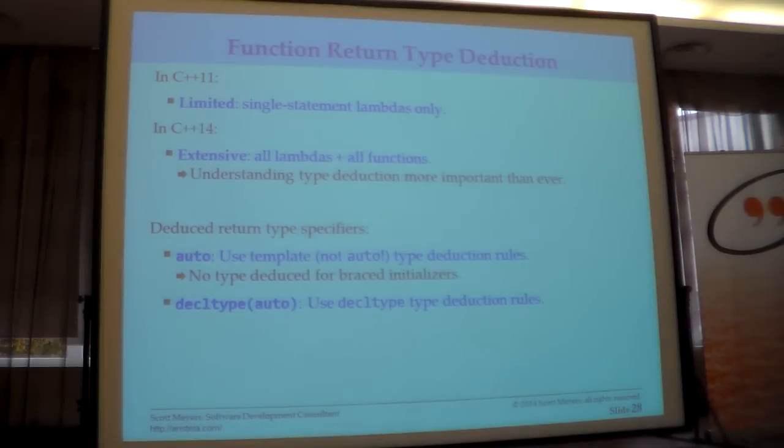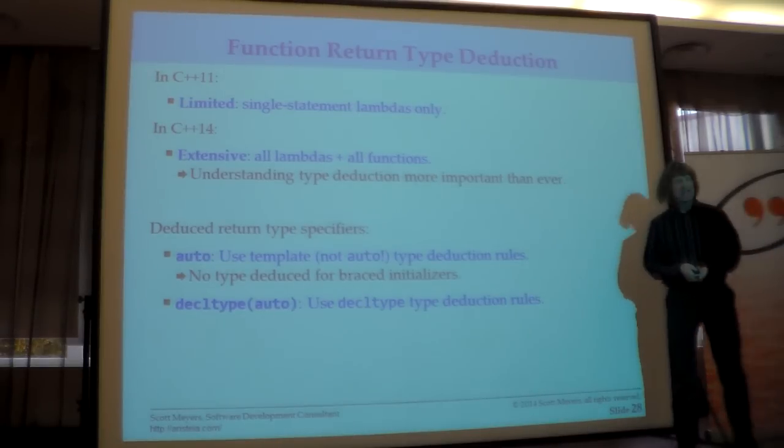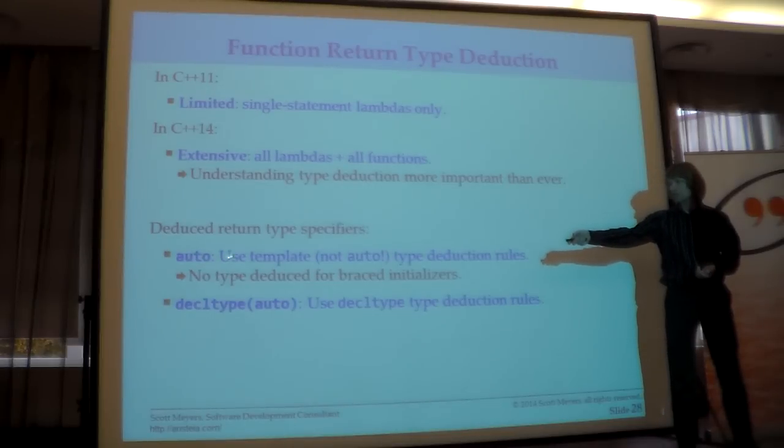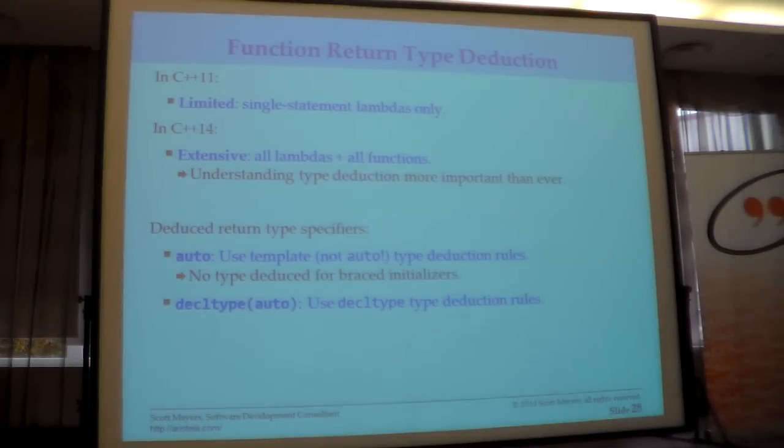There are two return type deduction specifiers. I can have a function which has an auto return type. If I have a function with an auto return type, it uses template type deduction. Now remember, template type deduction differs from auto type deduction in only one way, and that has to do with braced initializers. Remember, auto deduces a type for a braced initializer, even though a braced initializer has no type. So, if I have an auto return type, it uses the template type deduction rules, which means if you try to return a braced initializer, the code will not compile.